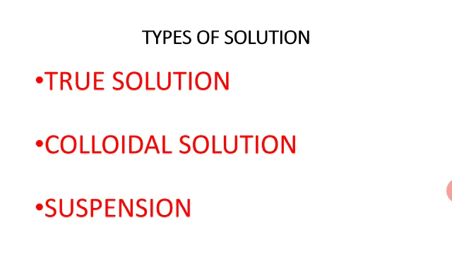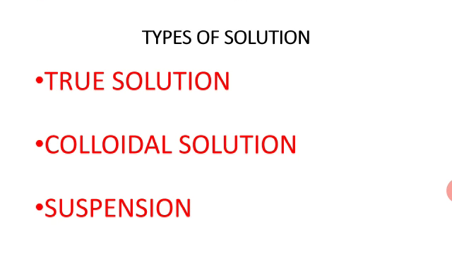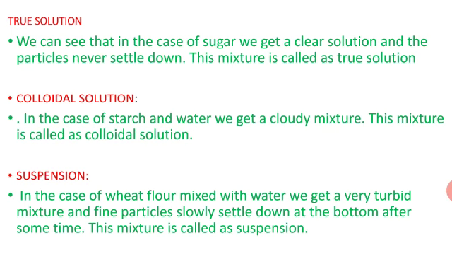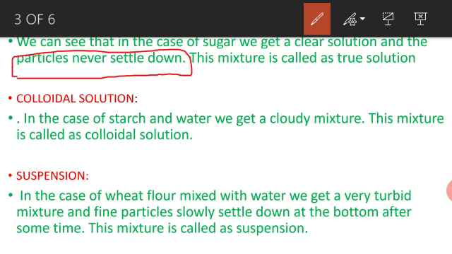Next, the types of solution. The true solution, colloidal solution and suspension. True solution. What is meant by true solution? We can see that in the case of sugar, we get a clear solution and the particles never settle down. This mixture is called true solution. It is a very clear solution. We cannot see the sugar in the solution. That mixture is called what, students? The true solution.